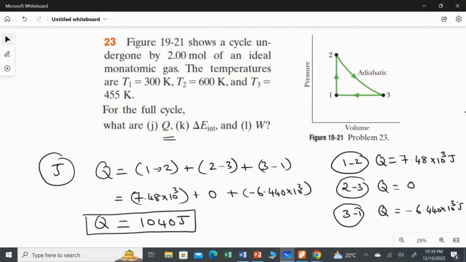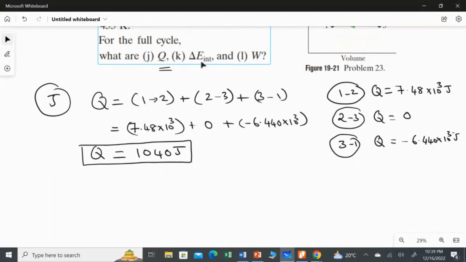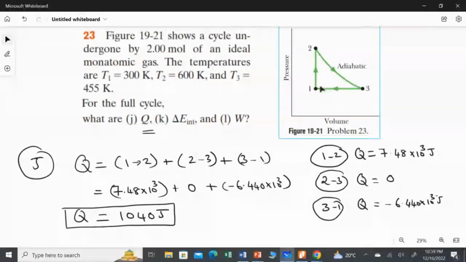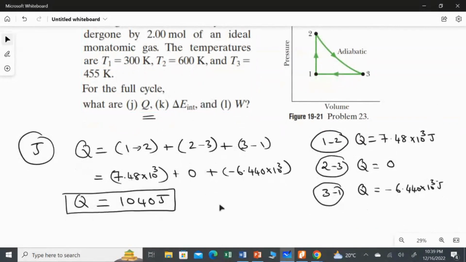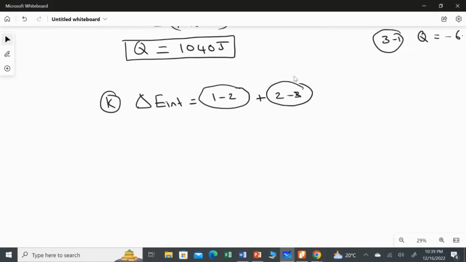Likewise, I'm going to use the data for the change in internal energy from the previous videos, so for clear information you have to go to those videos. Now I'm going to get the answer for the full cycle, because for a full cycle you have to consider all the states: 1 to 2, 2 to 3 and 3 to 1. So for the K part, we are going to find the change in internal energy by adding 1 to 2, plus 2 to 3, plus 3 to 1. Clear?